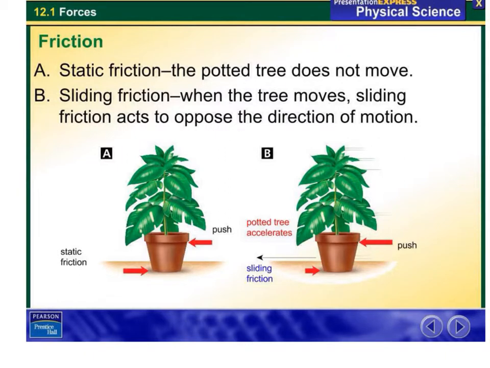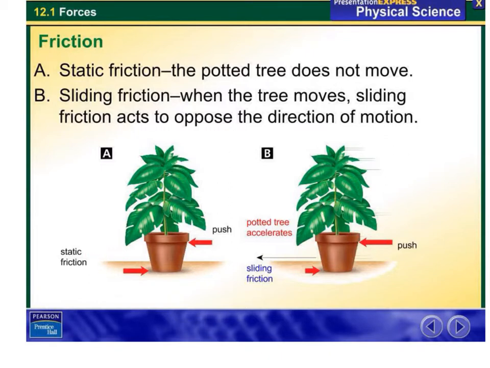What we want to notice next is the difference between static friction and sliding friction. The book explains that static friction is any force acting on an object that keeps it from moving. So in other words, this potted plant has static friction which keeps it from moving. You and I, as the book says, experience static friction every time we take a step. That static friction keeps our feet from slipping.